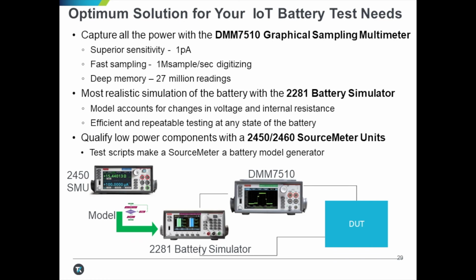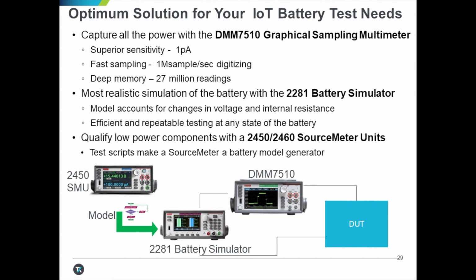So thus far, we've talked about a great number of things coming to an optimal solution for your IoT battery test needs. We've talked about the 2450 and 2460 SourceMeter units, one in which, based on its great sensitivity and ability to measure current and voltage across 4 quadrants, allows you to qualify your low power components. We've also talked about capturing all your power requirements and profiles with the DMM7510 graphical sampling multimeter.